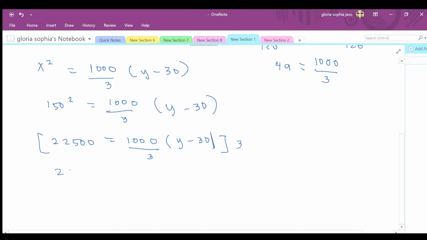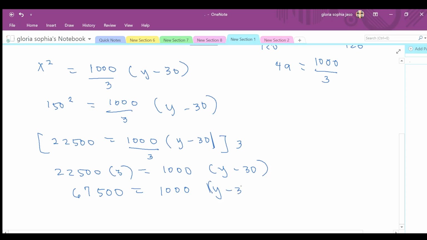So 22,500 times 3. So let's just copy this one. So 22,500 times 3. And that is 67,500 equals 1,000 times y minus 30. Now, divide both sides of the equation by 1,000.